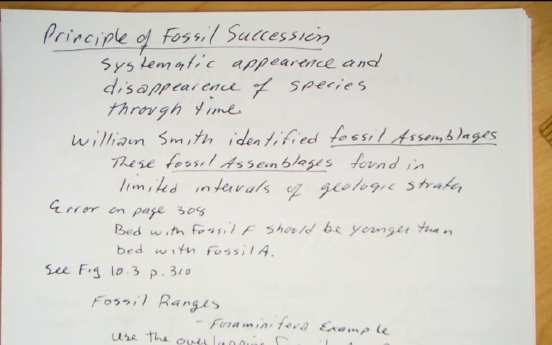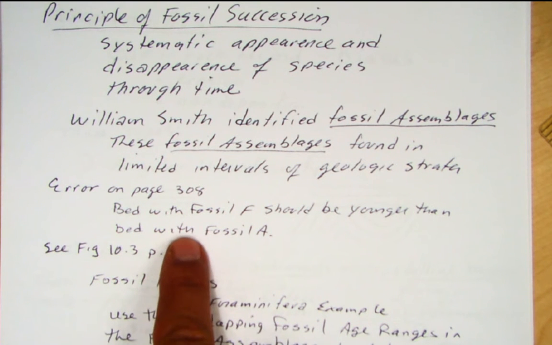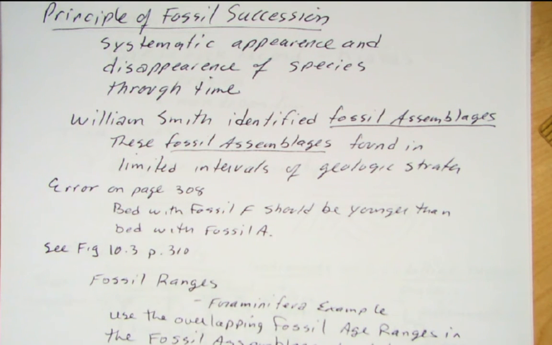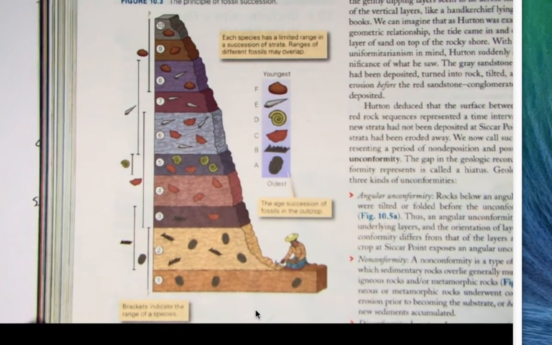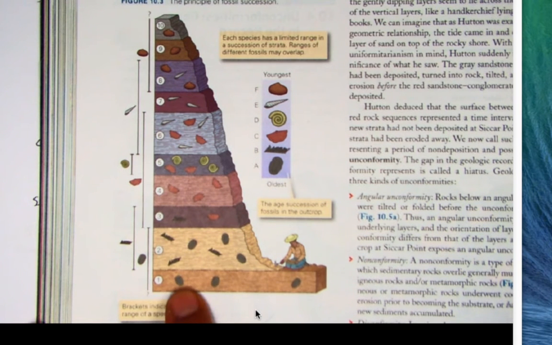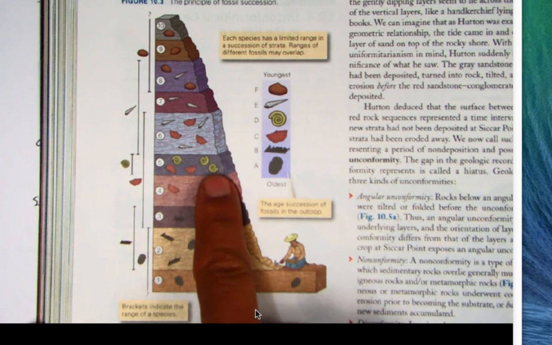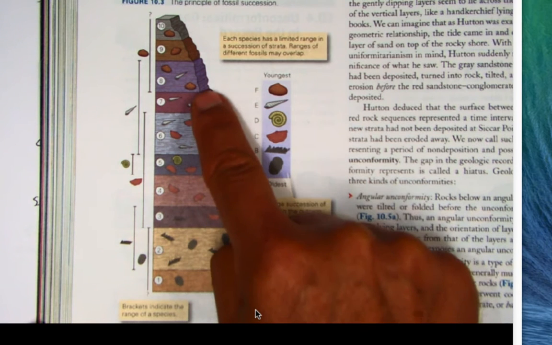And so figure 10.3 in your text shows some of this, and there's an error in the text here. Fossil F should be younger than fossil A when you read about that. But let's look at the figure. On page 310 of your text, in chapter 10, note that there are trilobites, graptolites, brachiopods, ammonoids, some gastropods there, some bivalves.